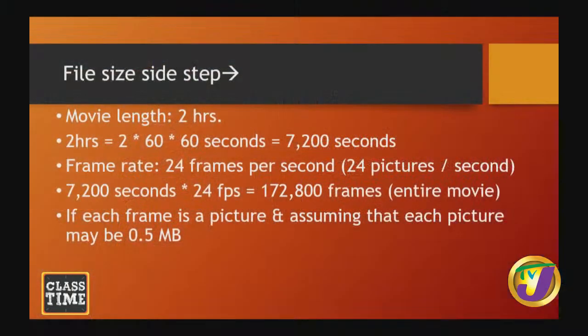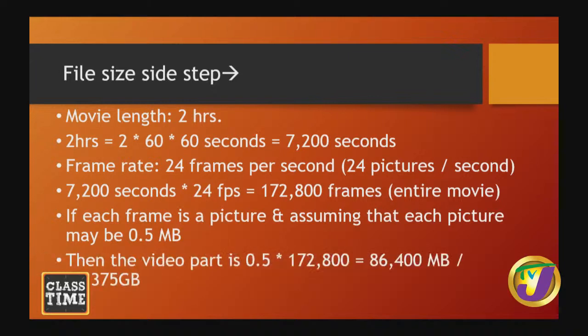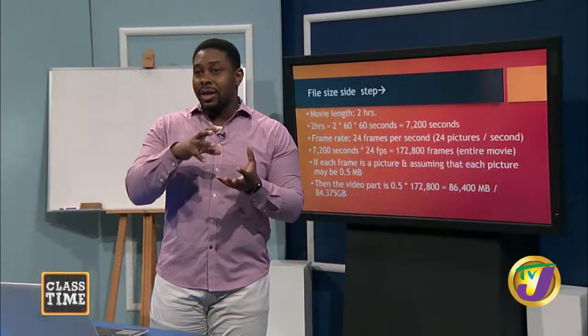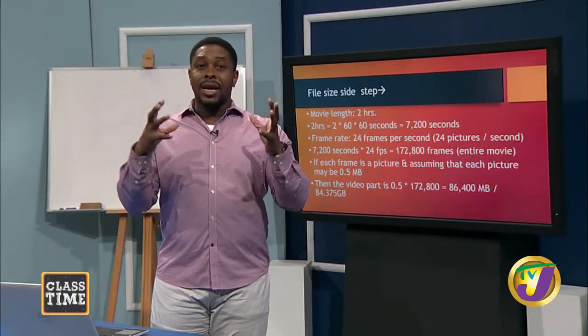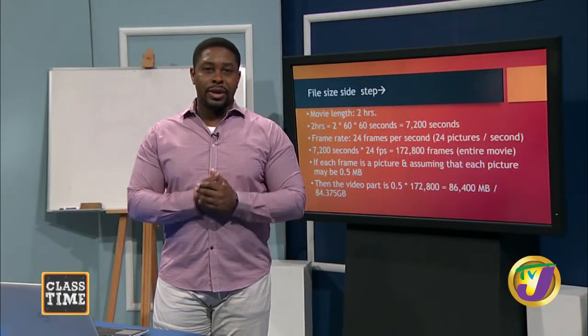movie. When you find out those frames, if it's a picture, the picture might be about 0.5 megabytes. And when we are finished with that, you can see where our movie might be about 84 gigs in size. But again, we need to make sure that we change other things so that we can compress it and that it can store on the DVDs or on the Blu-ray.